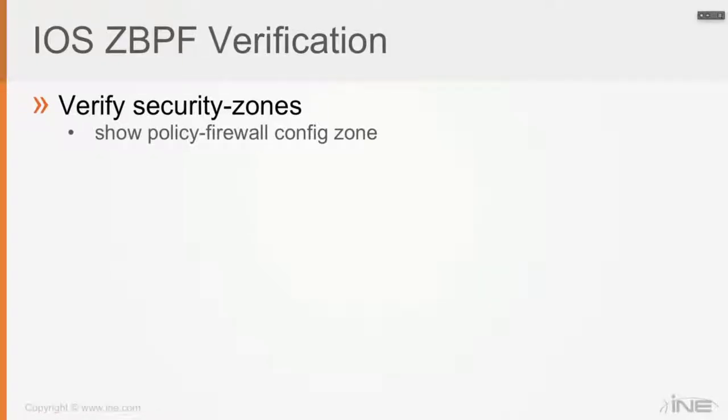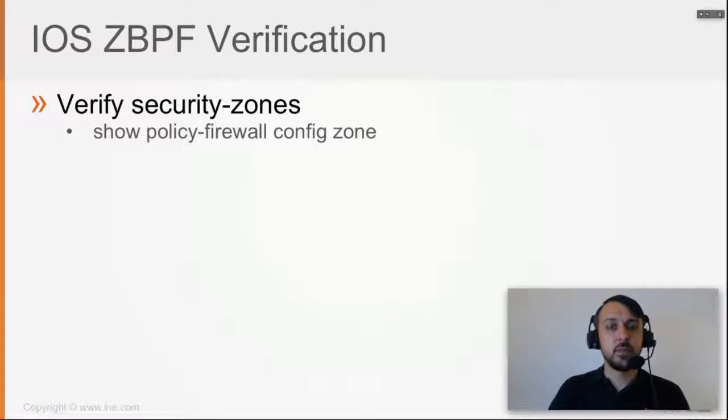So to verify the zones, show policy-firewall config zone. And again, the command makes sense, and since we're here, I haven't said this for a couple of videos now: always look at the command. The zone-based policy firewall is a policy firewall, so the command makes sense. Show me the policy firewall configuration of zones. The command is self-explanatory.